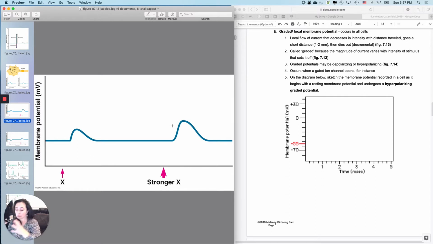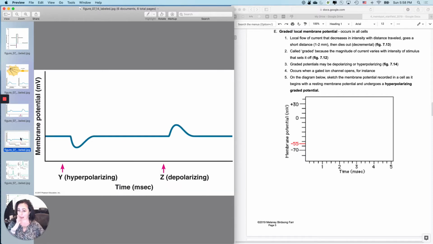Okay, so local because wherever you drop the pebble in the pond, you're going to have the most impact, and graded because there are strong ones or weak ones, because the magnitude of the current varies with the intensity of the stimulus that set it off. The other thing is that graded potentials can also be depolarizing or hyperpolarizing.